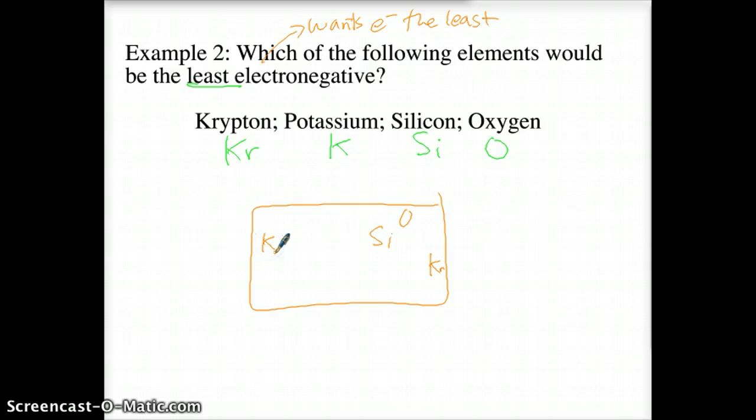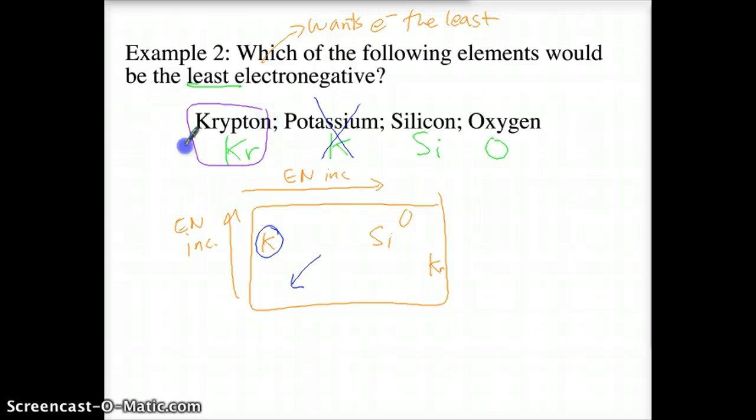So we know that as you go up and to the right, electronegativity increases. So if we want the element with the least electronegativity, we want the element to the furthest bottom left. So that looks like it would be potassium. However, potassium is not the right answer, because there's a little trick here.